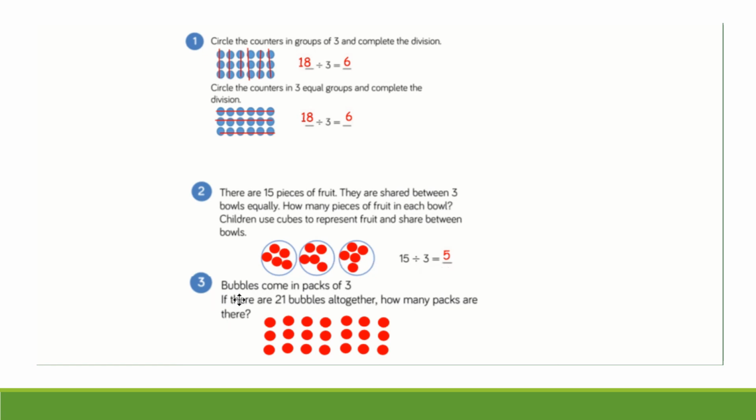And then number 3, bubbles come in packs of 3. If there are 21 bubbles altogether, how many packs are there? And this is the one where you could have counted on in 3s to 21. So 3, 6, 9, 12, 15, 18, 21. And that would have given us 1, 2, 3, 4, 5, 6, 7 groups altogether. So if there are 21 bubbles, how many packs are there? There are 7 packs altogether.